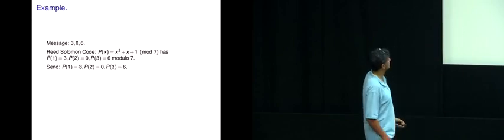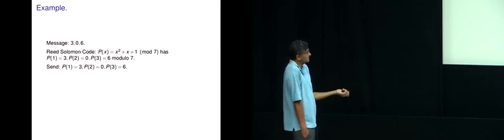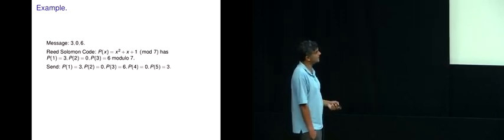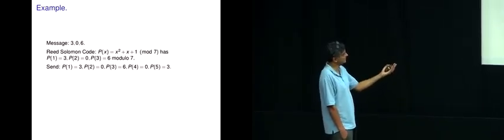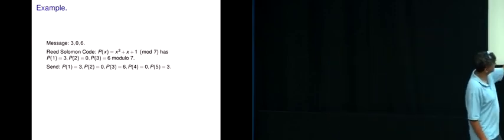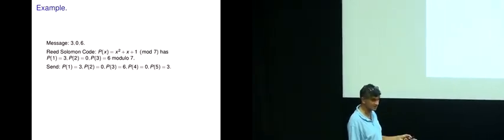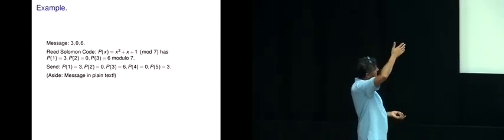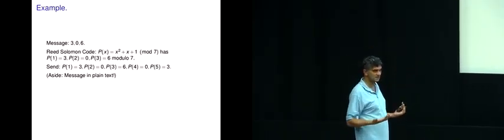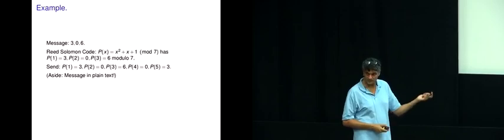Now you send these 3 points, which are just the message, and you're also sending 2 more points. You're evaluating this polynomial on 4: you put in 4 there, you get 16 plus 4 plus 1, which is 21. 21 mod 7 is 0. So P of 4 is 0. And you can do the same thing for P of 5. This is nice because if nothing was corrupted, you just get the message back in the first 3 points.